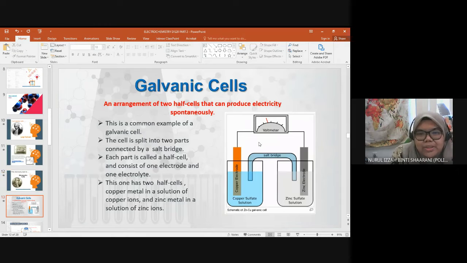Okay, so basically for the galvanic cell, so these are the arrangement. Ni adalah dia punya arrangement of galvanic cell itself, ni adalah susunan dia. Ni yang kita dah buat juga dekat dalam lab previously. So common example of a galvanic cell, you have salt bridge. You have electrode, two kind of electrode. Yang mana satu akan berperanan as an anode, another one will be a cathode. So you ada salt bridge. Each part is called half cell.